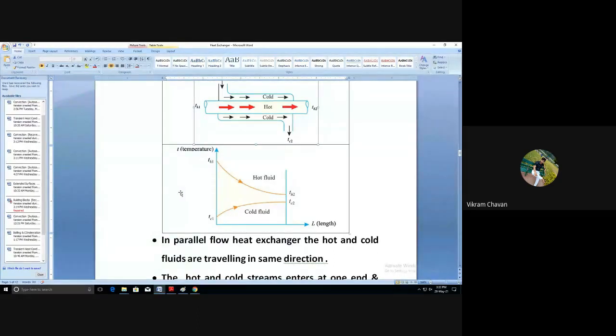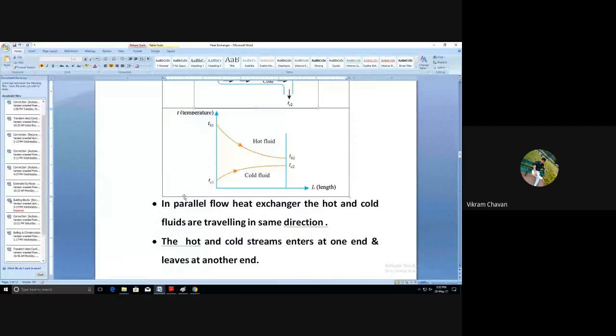So write down: in parallel flow heat exchanger, the hot and cold fluids are traveling in the same direction.